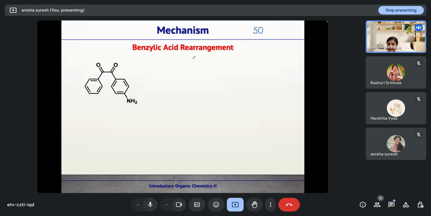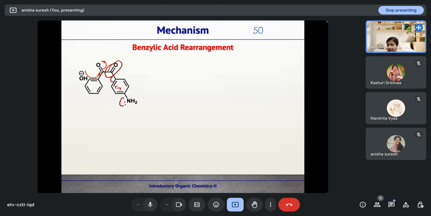So we are having this as a starting compound. And here, since this NH2 can, by resonance, interact with this carbonyl, this will be a less electrophilic carbonyl. The more electrophilic carbonyl will be this one, because of this resonance from NH2.